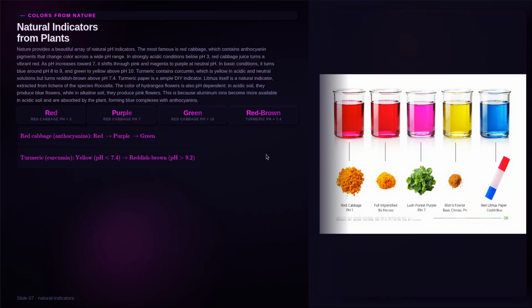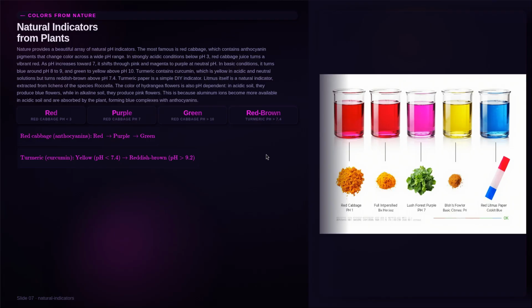Turmeric contains curcumin, which is yellow in acidic and neutral solutions, but turns reddish-brown above pH 7.4. Turmeric paper is a simple DIY indicator. Litmus itself is a natural indicator, extracted from lichens of the species Roccella.